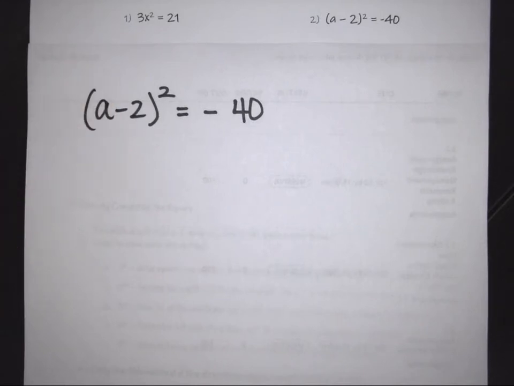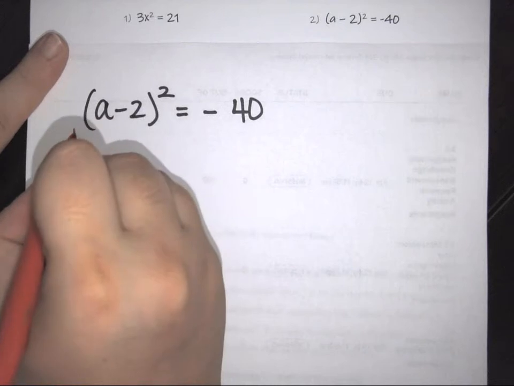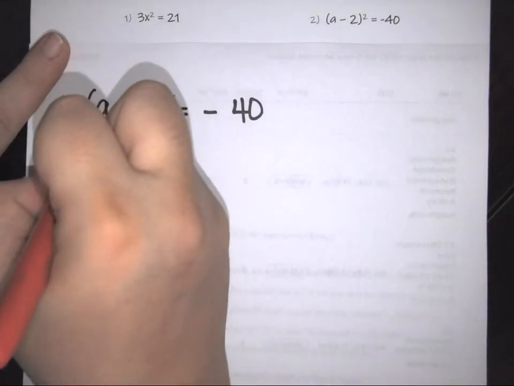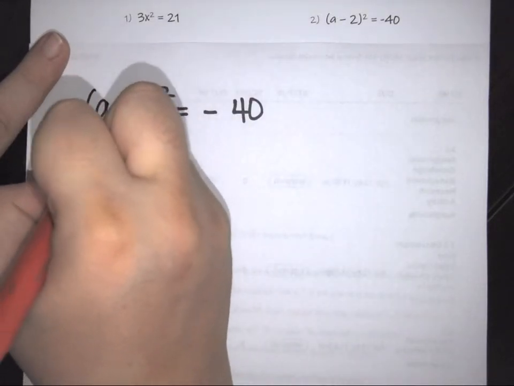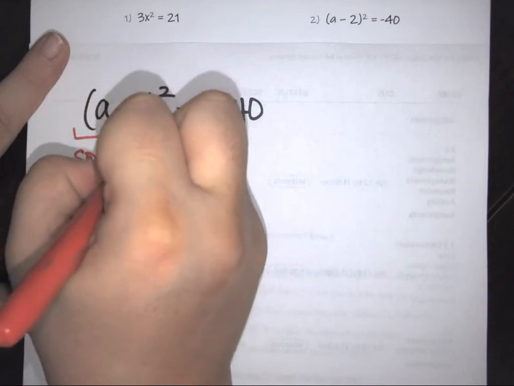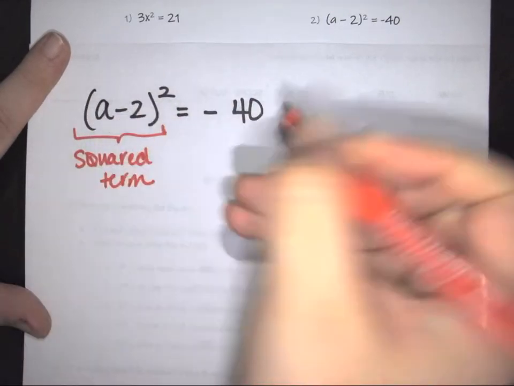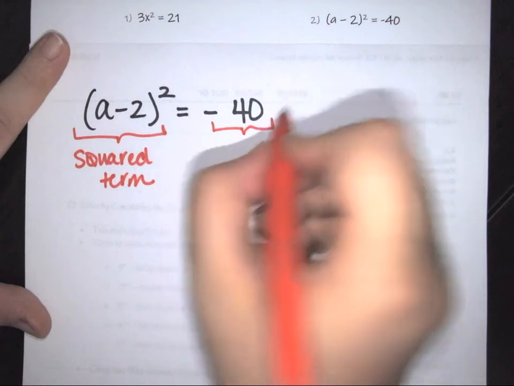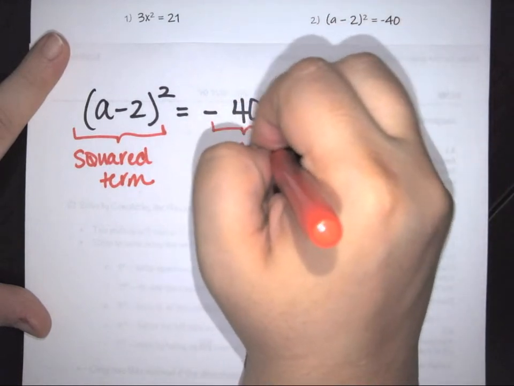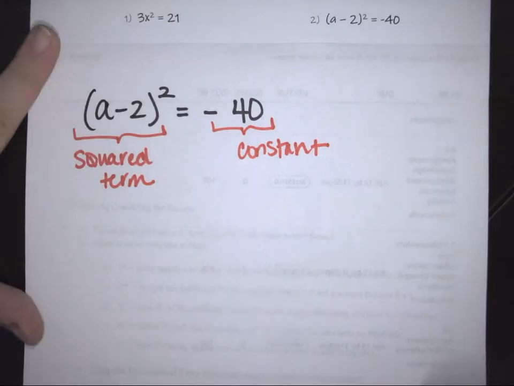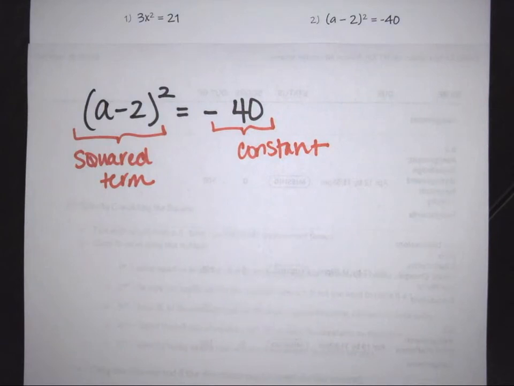Instead, what you want to do is you want to leave it alone. And what you want to recognize here is that this represents your squared term, and this represents your constant. Because you have a squared term and a constant without the middle term, it means that you can go ahead and use the square root method.